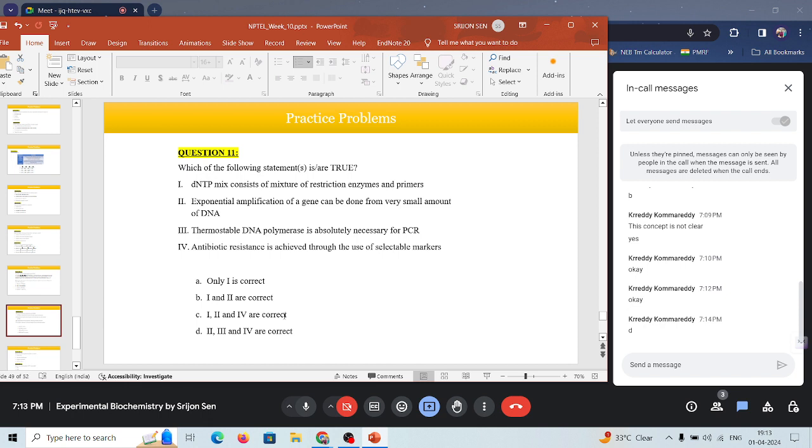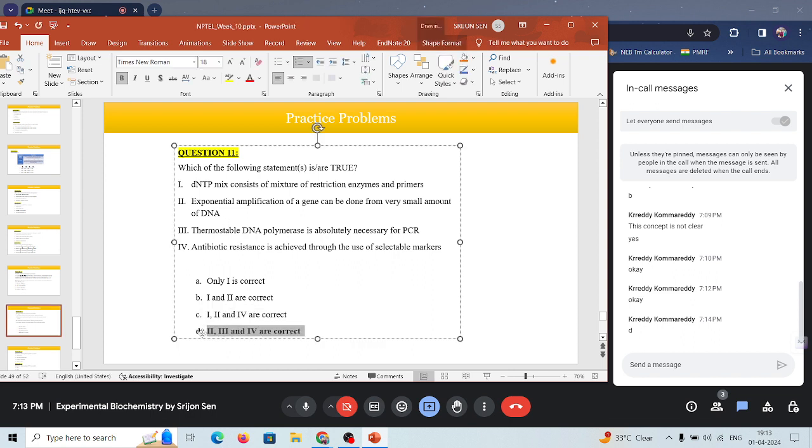Yeah, very good. So dNTP mix consists of dATP, dCTP, dGTP, dTTP, all of these, and these are monomers that make up the DNA molecules. It does not contain restriction enzymes and primers. All the other three options are correct. Great.